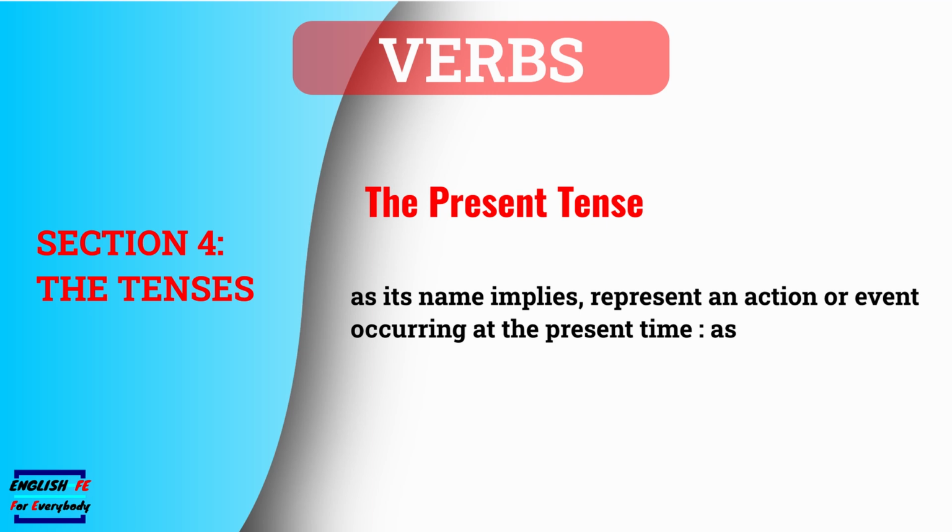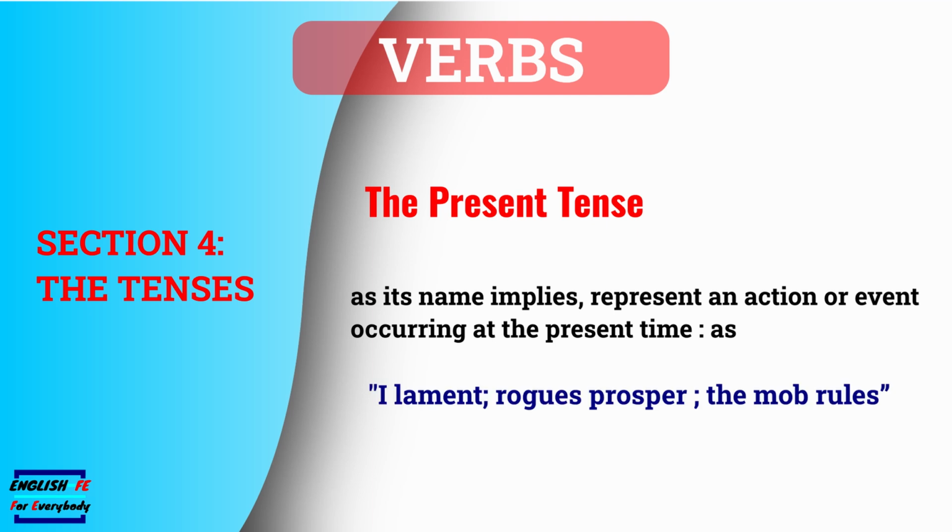The present tense, as its name implies, represents an action or event occurring at the present time, as, I lament, rogues prosper, the mob rules.